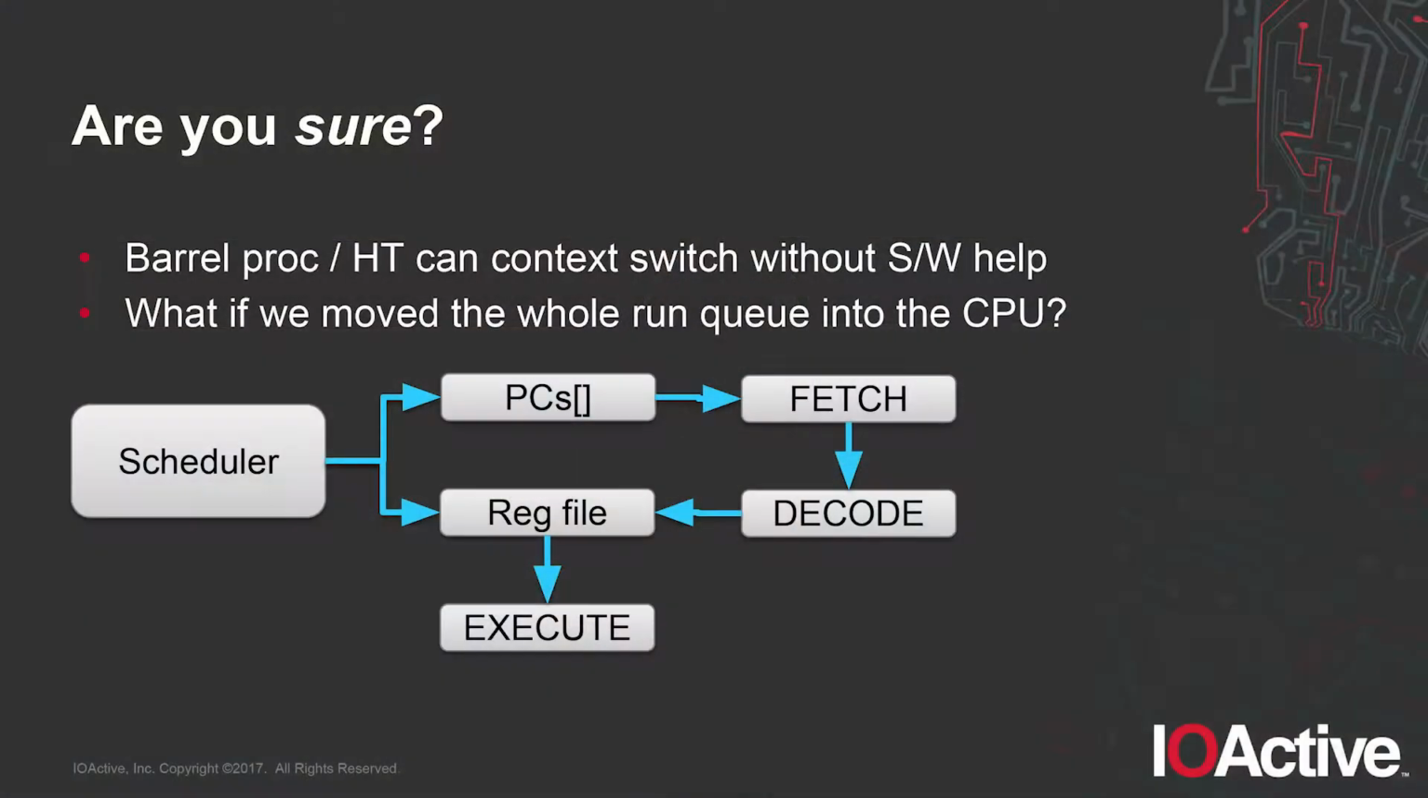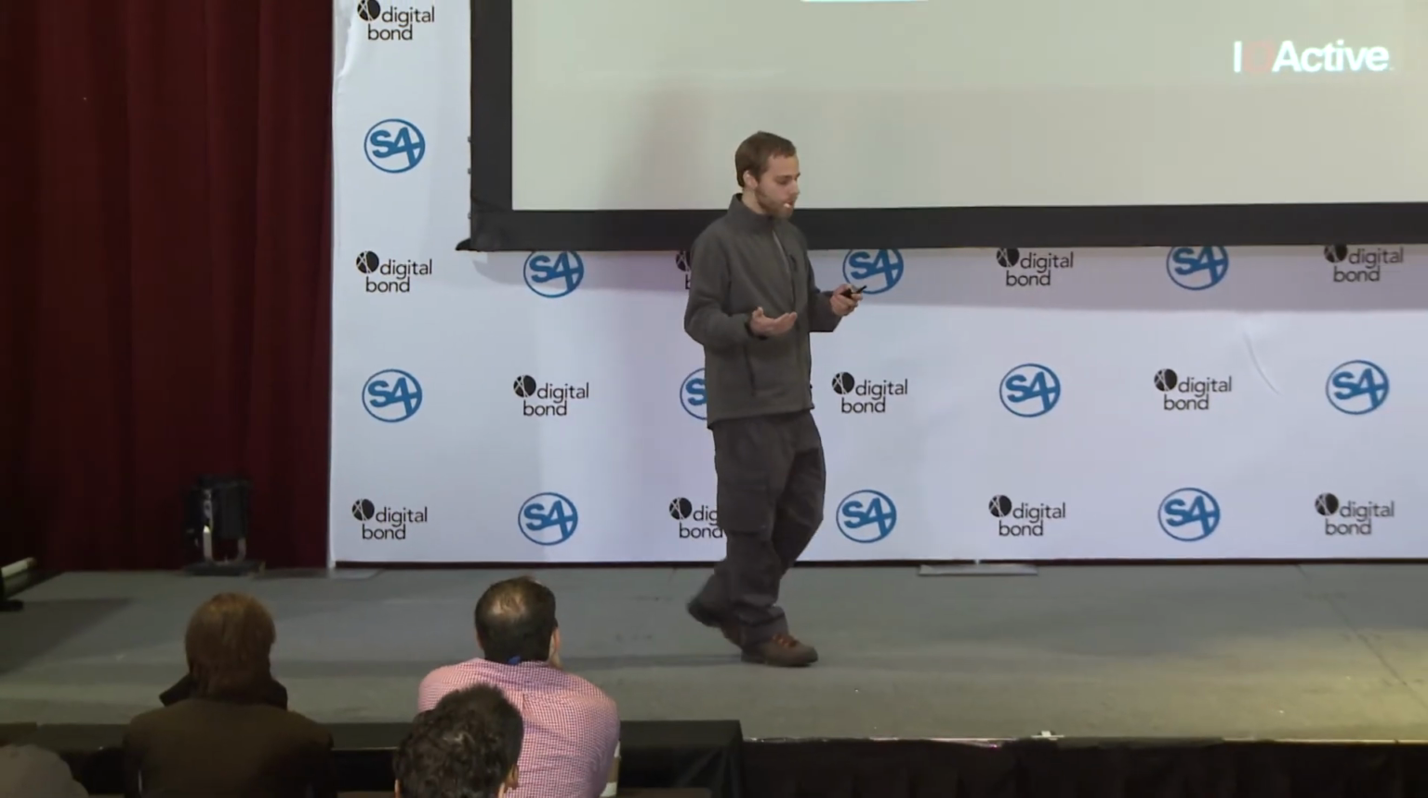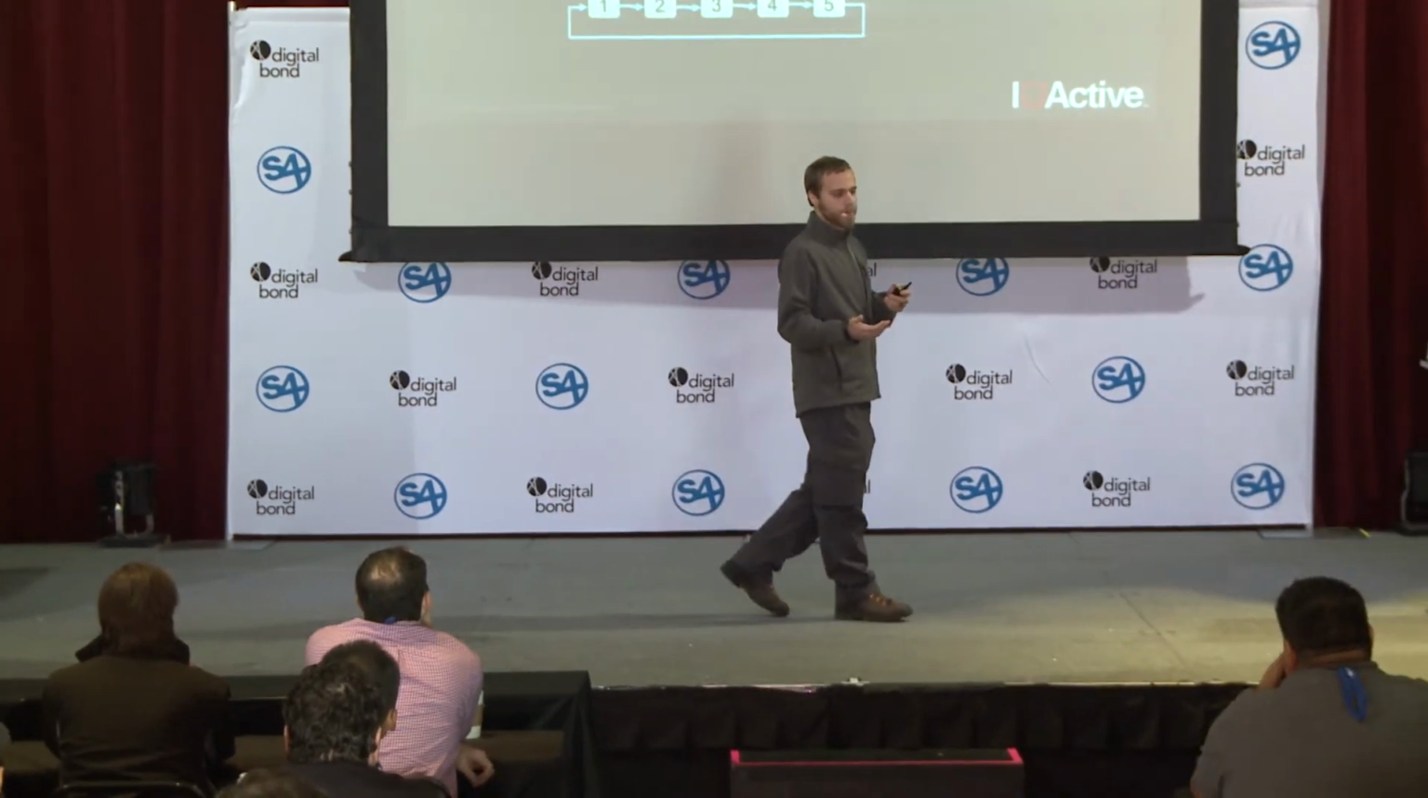So barrel processors and hyperthreading already exist. How much of a stretch is it if we have a CPU that's already able to context switch without software intervention? How much more work is it to have that CPU also schedule these threads? It's not that much. So what if we move the whole run queue into the CPU?